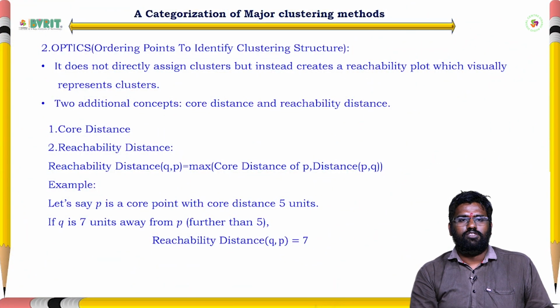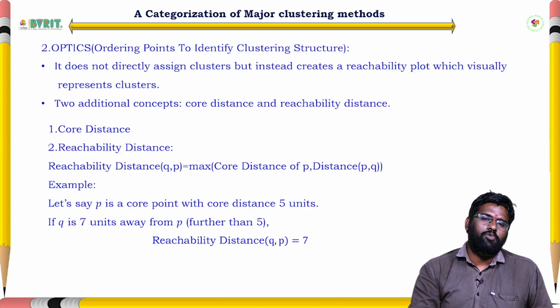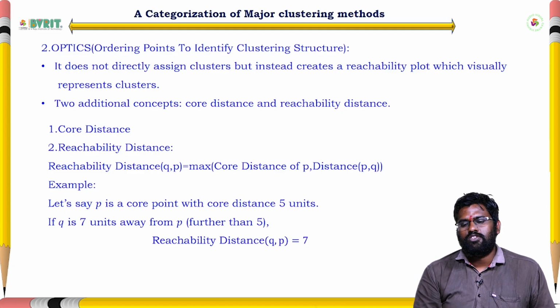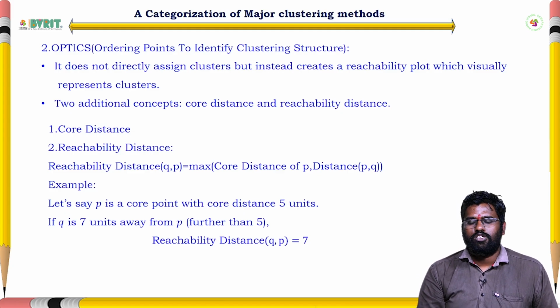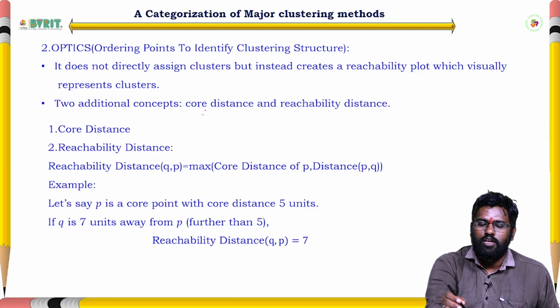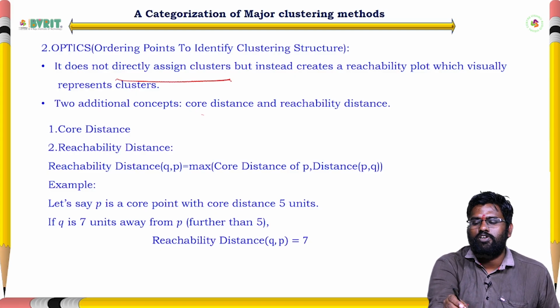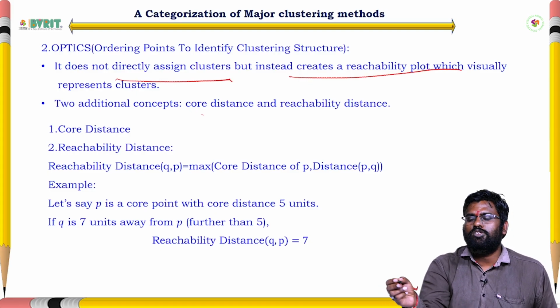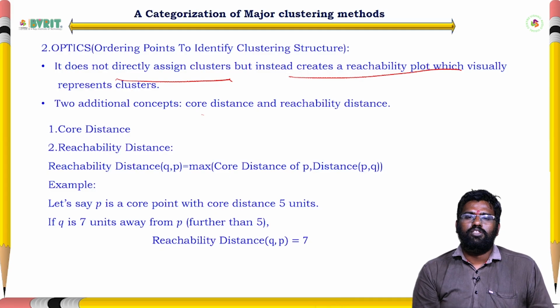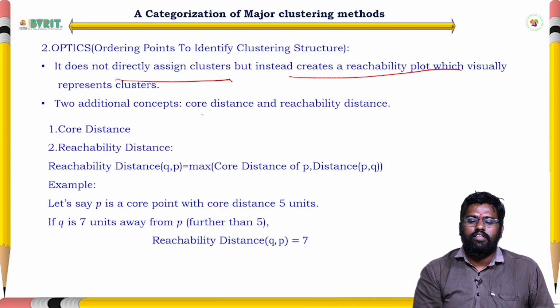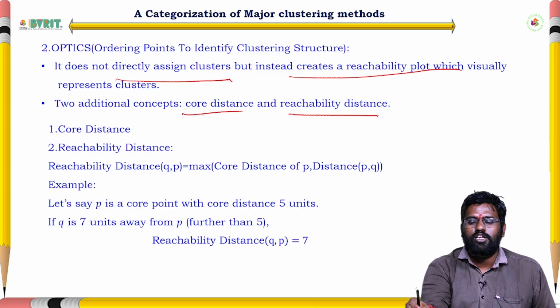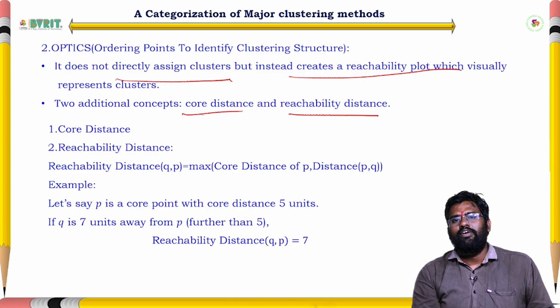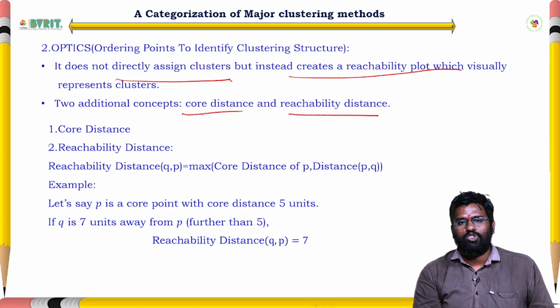Next one, OPTICS. This is another type of density based clustering method. OPTICS means Ordering Points To Identify the Clustering Structure. So how do we identify the structure? Here we are finding two concepts. It does not directly associate with the clusters. It creates a reachability plot that visually represents the clusters. That means it follows some order to calculate the core distance and reachability distance. Based on those two distances, we identify the density based clusters and frame the form of the graph.